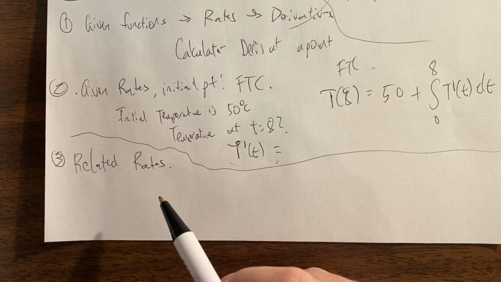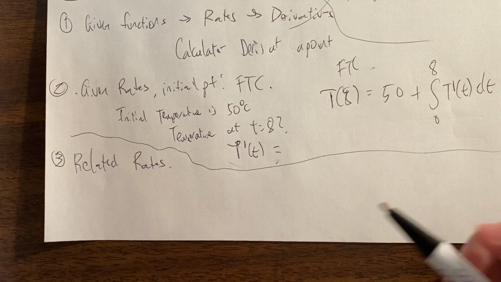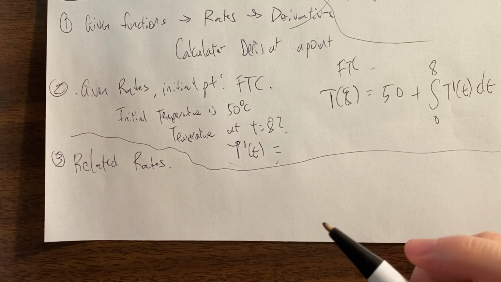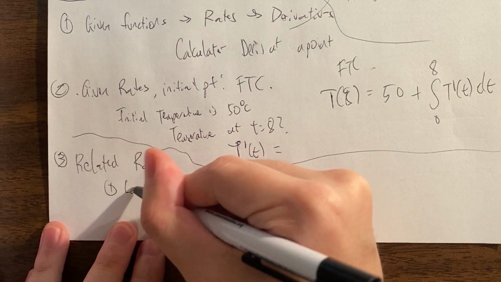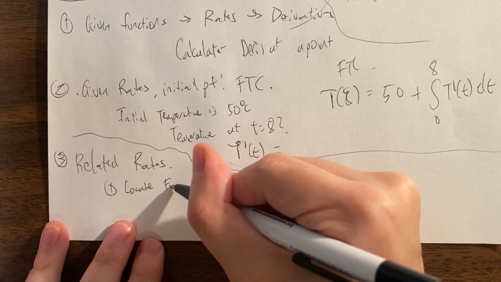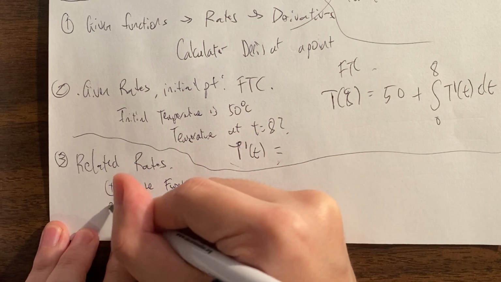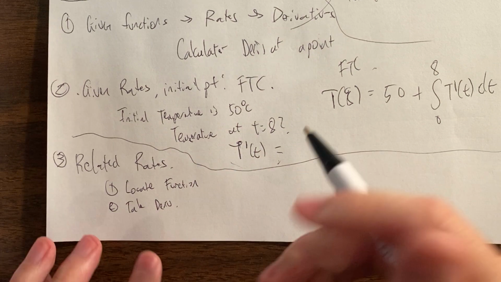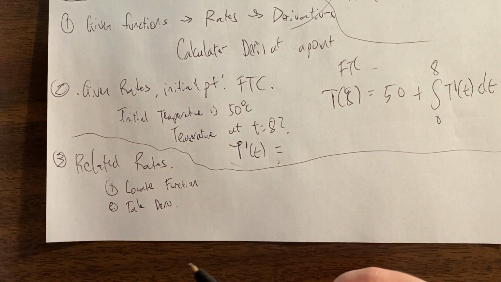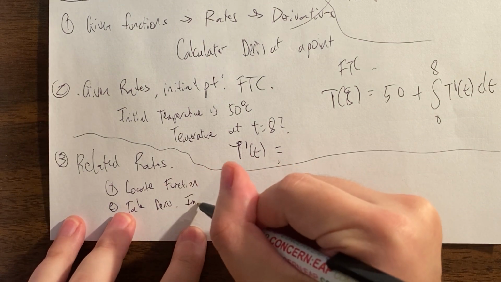For these related rate questions, we have videos on related rates if you want to check them out. But basically for related rates, you want to focus on three things. You want to locate the function, which is often given. You want to take the derivative of whatever function you have. And keep in mind that this is going to be some sort of situation where time is the big variable. So when you're taking this derivative, you have to do implicit differentiation.